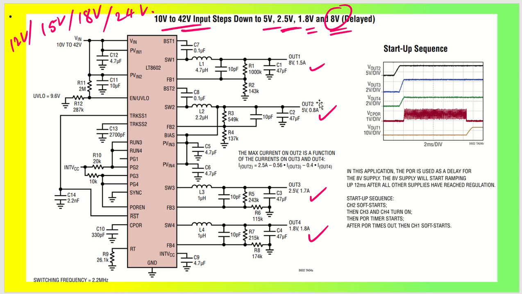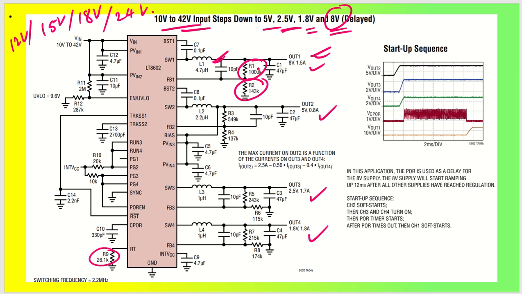So what is done here is channel 1 is used to be 8 volt, and accordingly you can calculate your values of R1 and R2 for your 8 volt output. Okay, so here it is made 143 kilo ohm, so that you are going to get 1000 kilo ohm, that is 1 mega ohm for R1. And accordingly the value of L will be calculated based on the switching frequency that is set here.